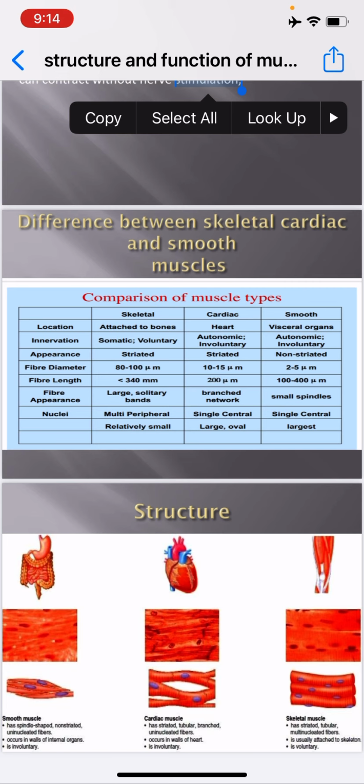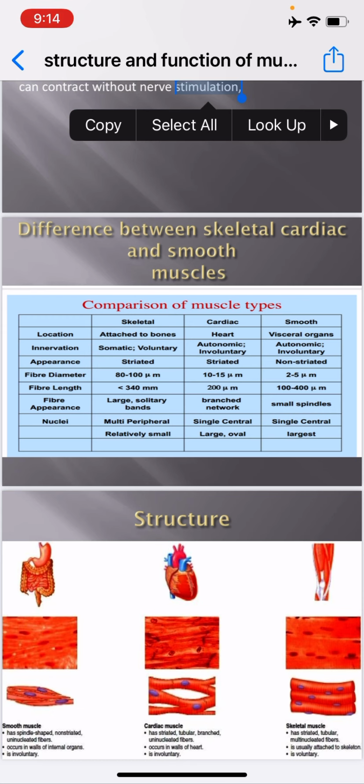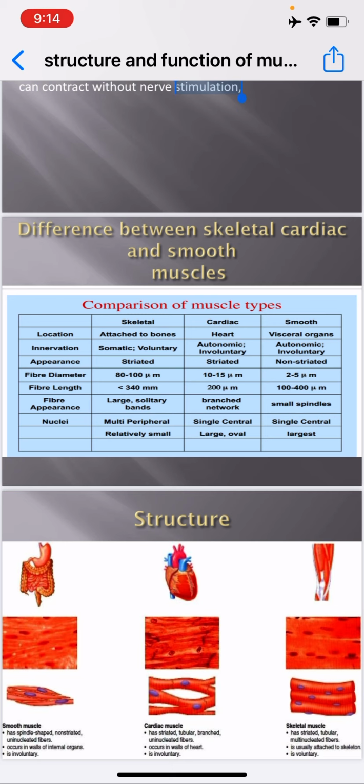And this is the diagram I have made showing you the difference: smooth muscle has a spindle shape, non-striated, uninucleated fibers occur in the walls of internal organs and is involuntary. Cardiac has striated, tubular, branched uninucleated fibers occurring in the walls of the heart and it is involuntary. Skeletal muscle is striated, tubular, multinucleated and is usually attached to the skeleton as voluntary.